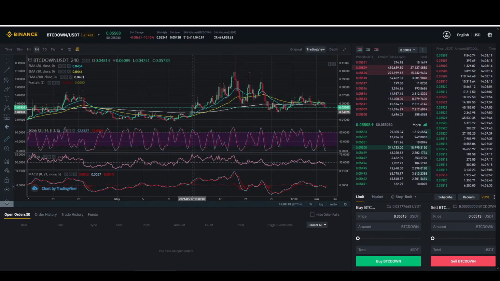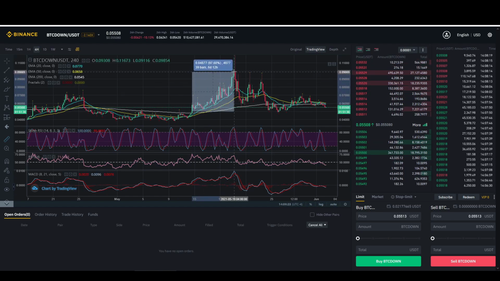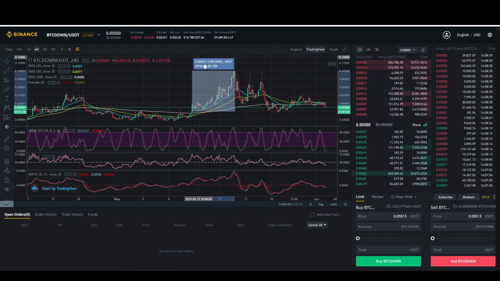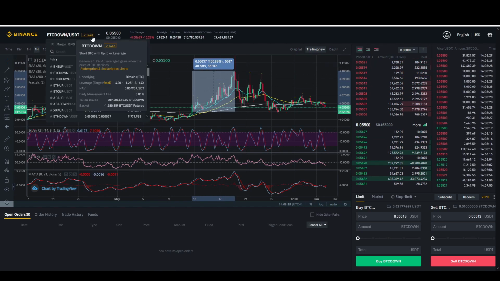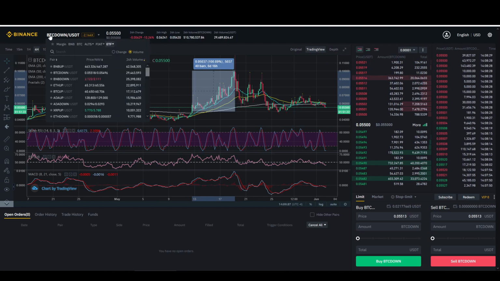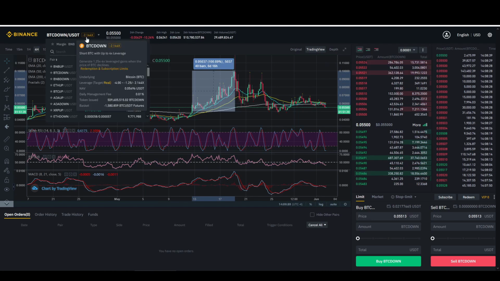So let's say somewhere around here, and you would sell when it starts going back down. That would be 100% profit in 6 days. So why the 100%? It's because of the leverage. Right now, BTC has a 2x leverage.